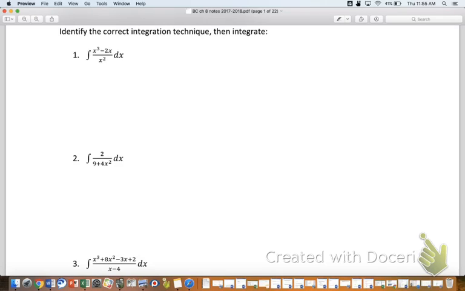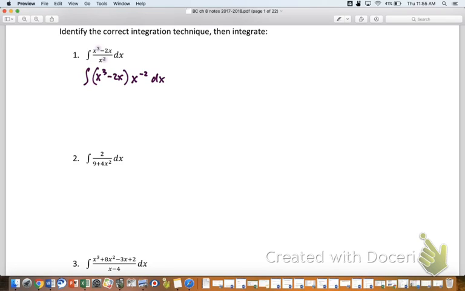Looking at number 1, I would always do a quick check on degrees. Degree of top bigger than degree of bottom, I'm going to do some division. My division in this case is not really going to look like division, or at least one way you could do this. I'm going to simply flip the denominator up and make it x to the negative 2 up there. Does that make sense?